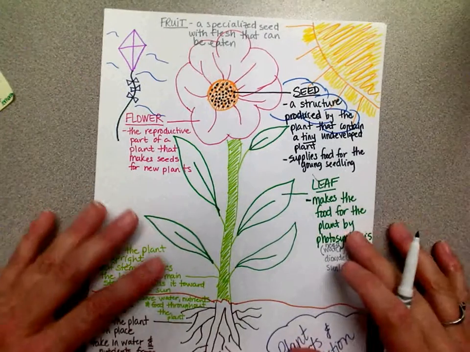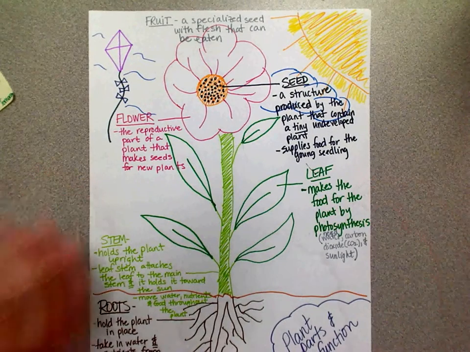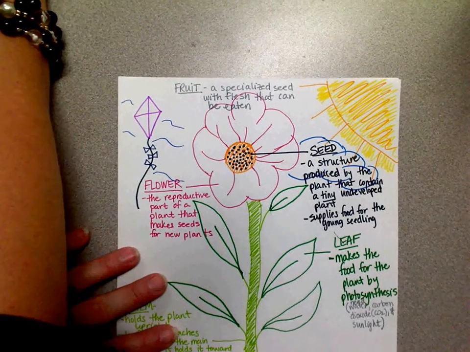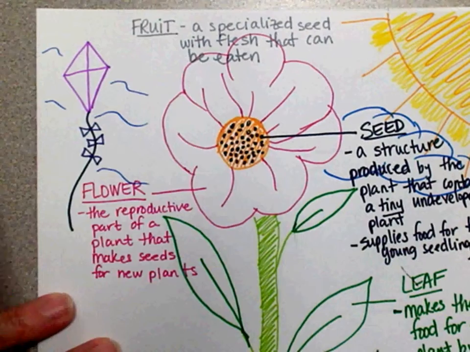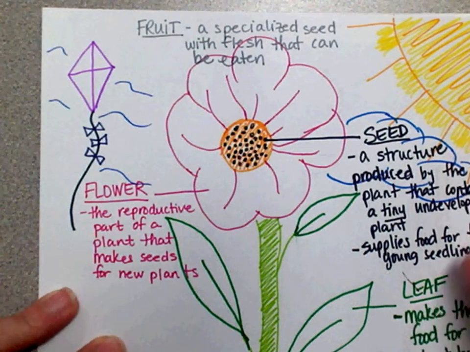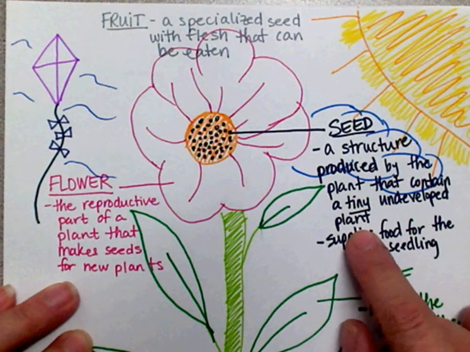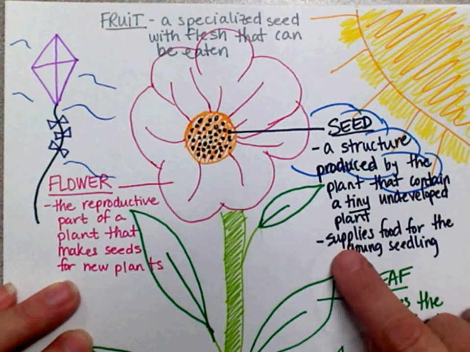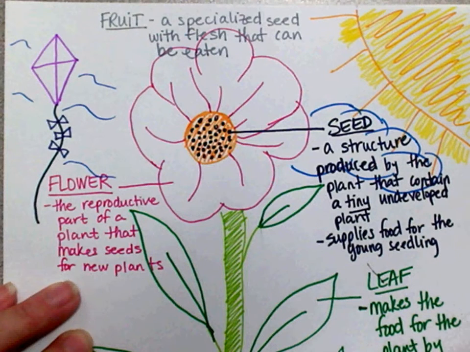So, let's go ahead and zoom in so y'all can see those a little better. Okay? So, a seed, a structure that's produced by the plant that contains a tiny undeveloped plant. Okay? That plant is still inside that seed. Okay? Not only that, but the seed also supplies the food for that young seedling. Okay? Right as it's sprouting, it's got to have food, and it can't make its own because it doesn't have any leaves yet, right?